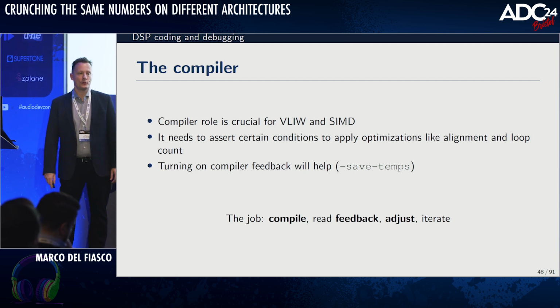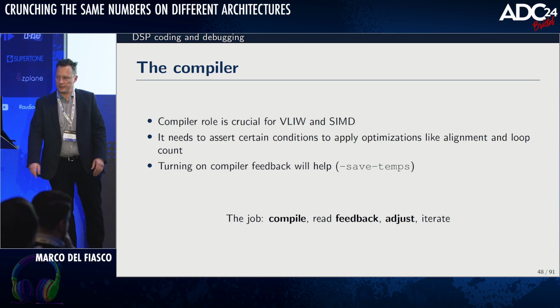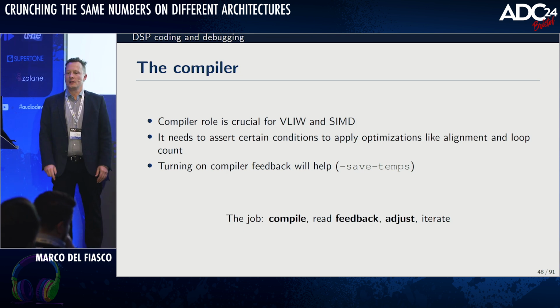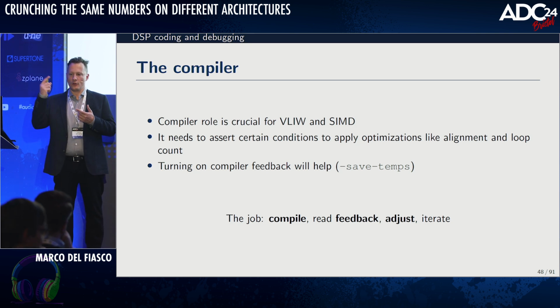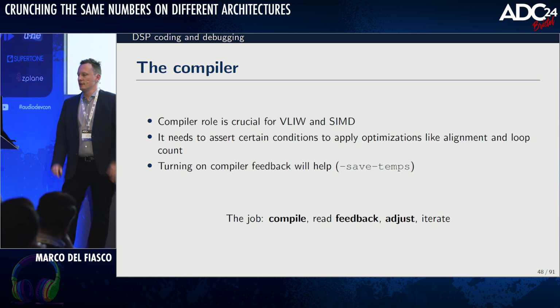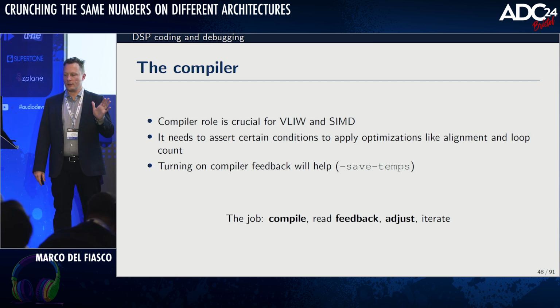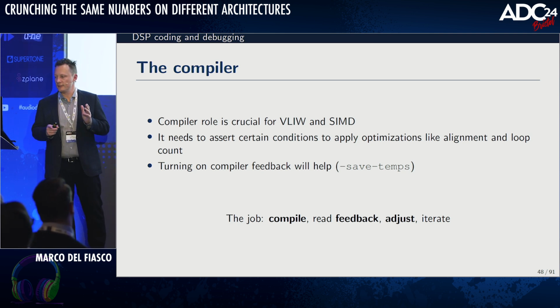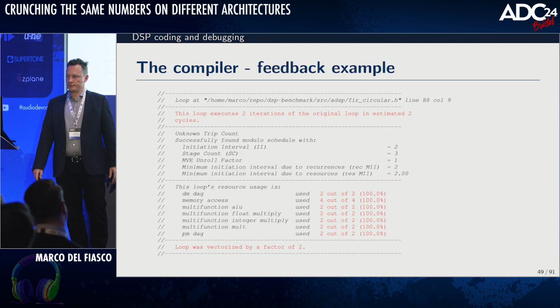And typically, what we need is to turn on the compiler feedback. This is the GCC option, and the Shark compiler has an option with the same name. So -save-temps will keep the assembly code there, but it will also add comments. And then our job is to compile our algorithm, read the compiler feedback, and try to adjust and iterate. This is how it typically works.